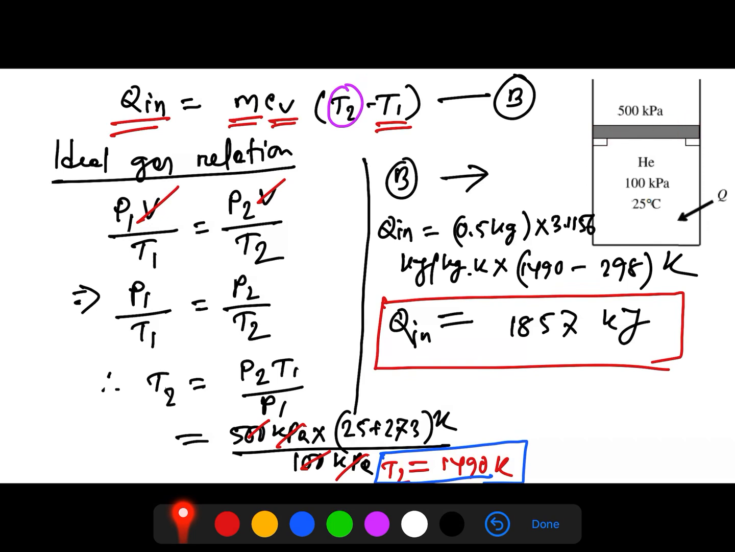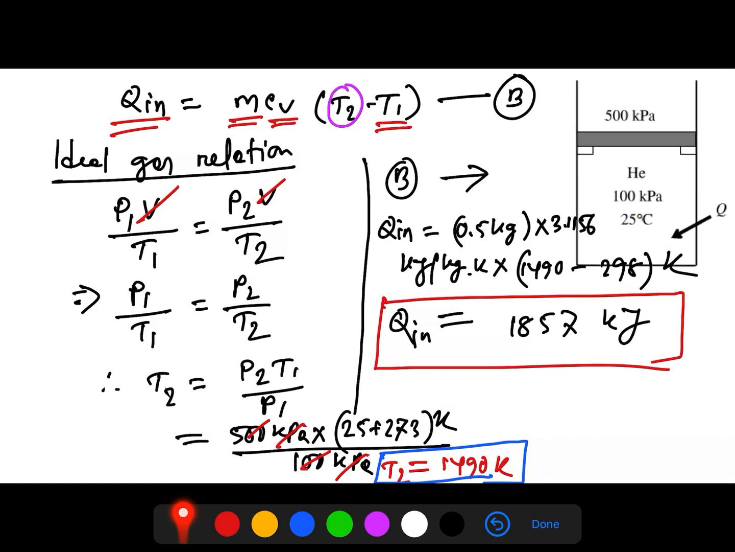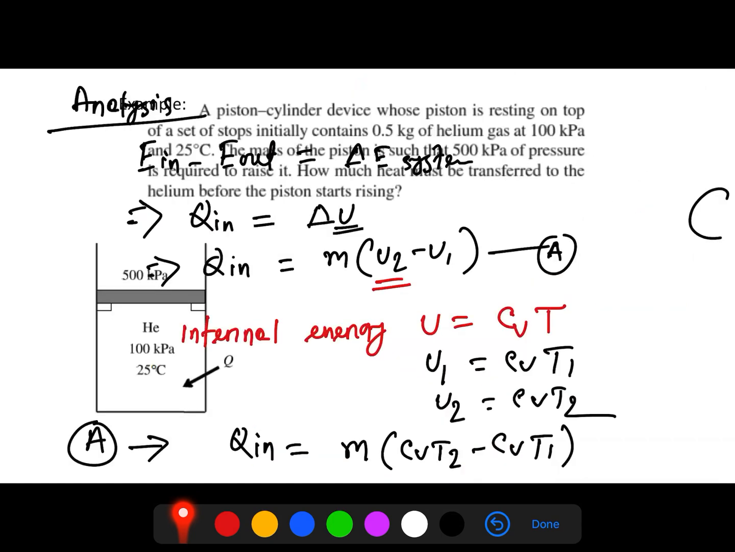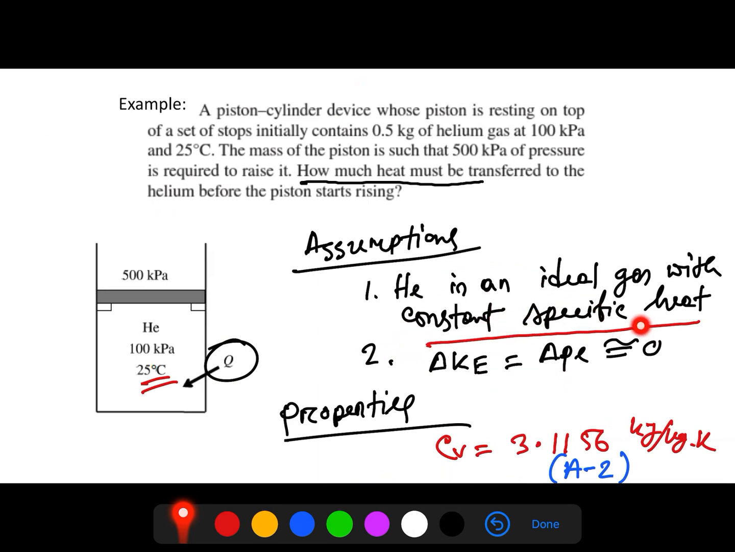The question, if you can remember, when I read it: the cylinder was equipped with a set of stops for the piston to rise, initially filled with helium gas at 100 kPa and 25 degrees centigrade. We need to calculate the amount of heat we need to raise this piston at this pressure. So what we did, if I do a quick review, I wrote down the assumptions. I said it is a constant specific heat. Helium is an ideal gas with constant specific heat. Delta KE, delta PE is negligible. We didn't say it is 0, but we said it is negligible.